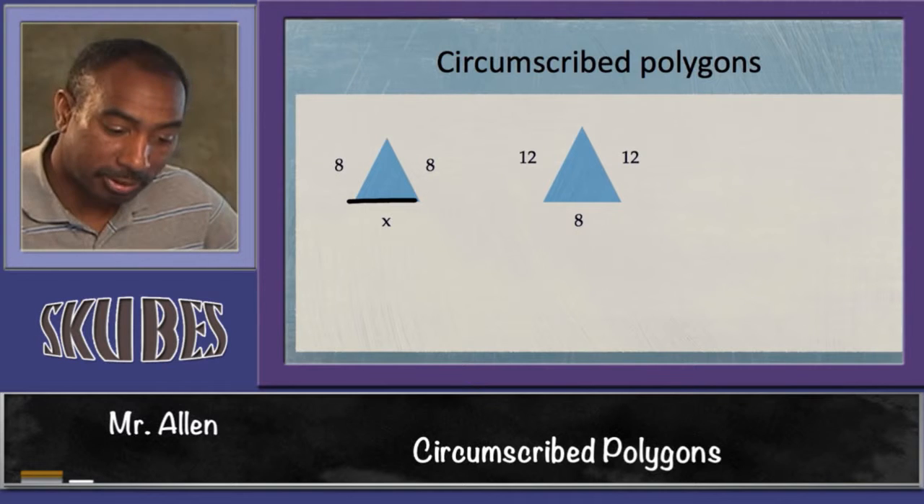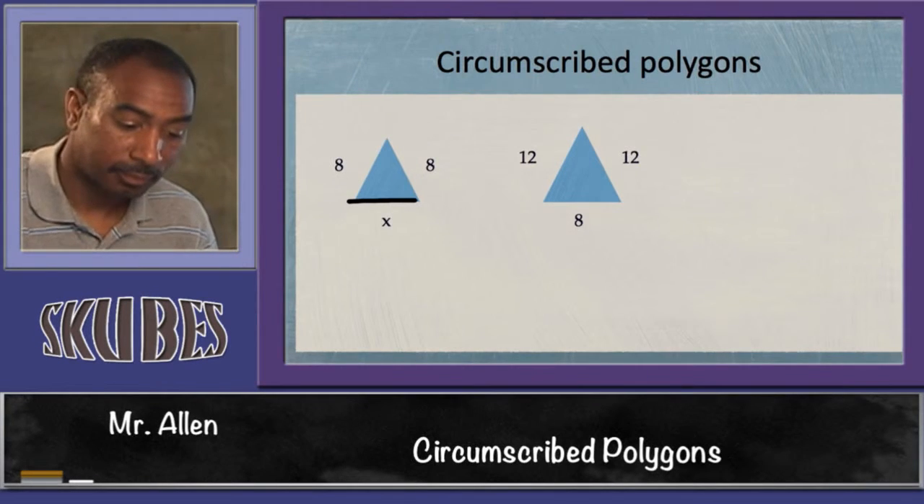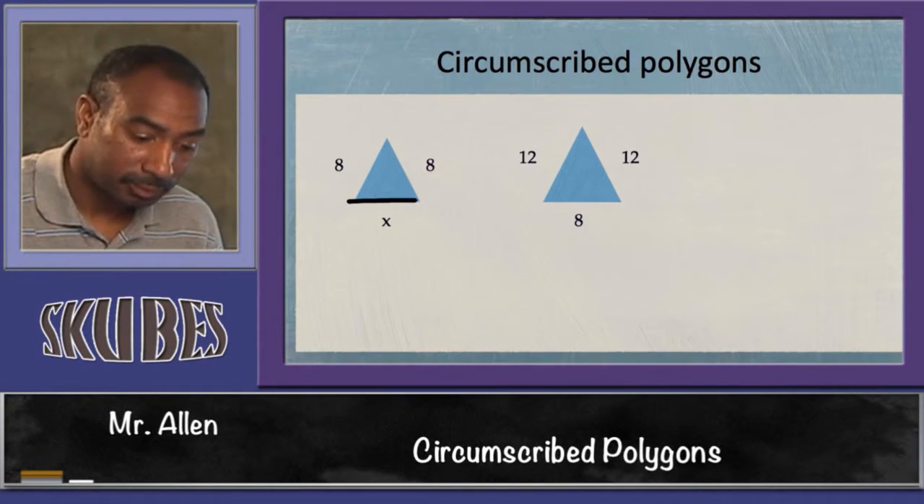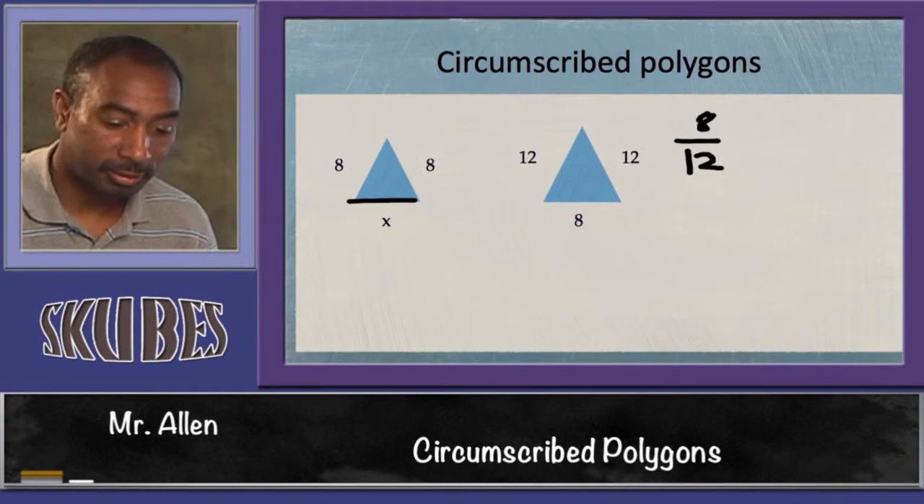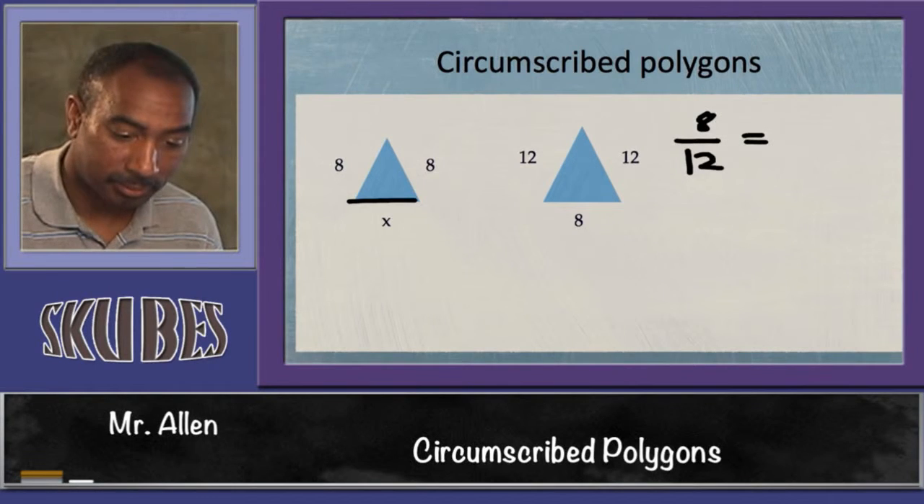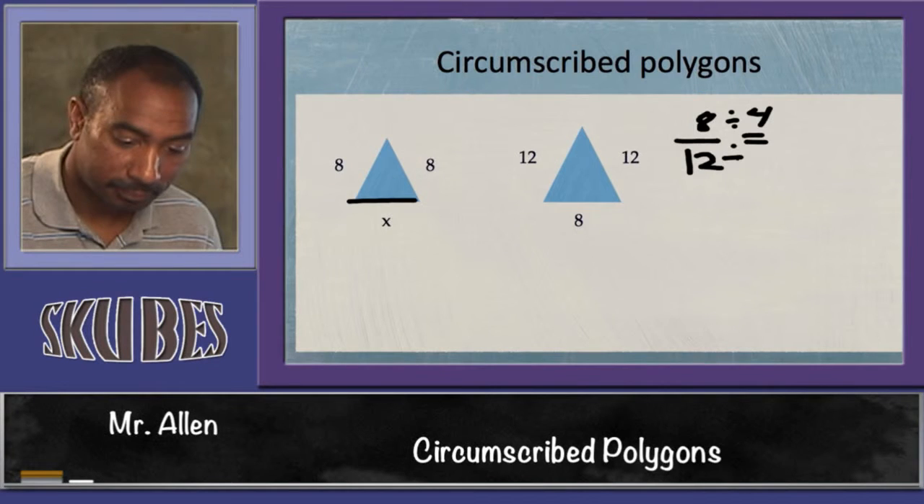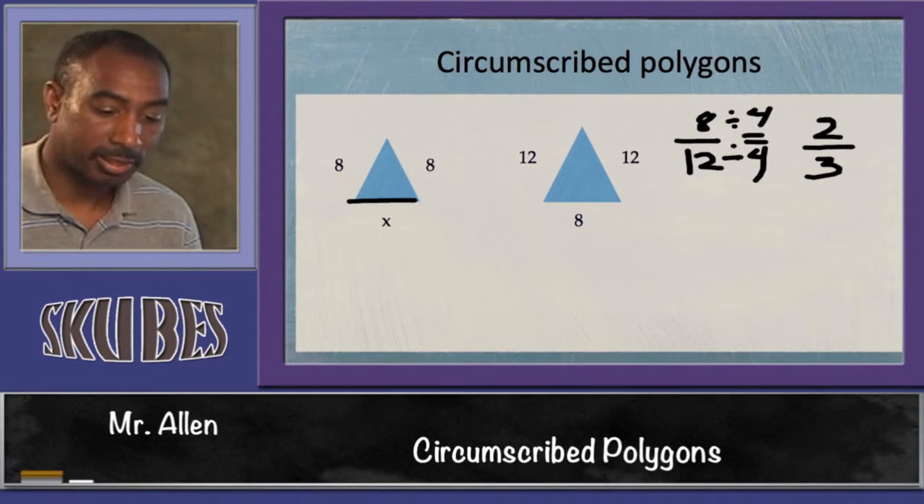We do know that the base of the original triangle is 8 and the side lengths are 12. So you have to start with the scale factor, so I can go from small to large. Let's say 8 is to 12 because I'm putting the corresponding sides together. If I reduce this, 4 divides into both of these, so I wind up with 2 to 3 as my scale factor. And we're going to use this to solve for x.